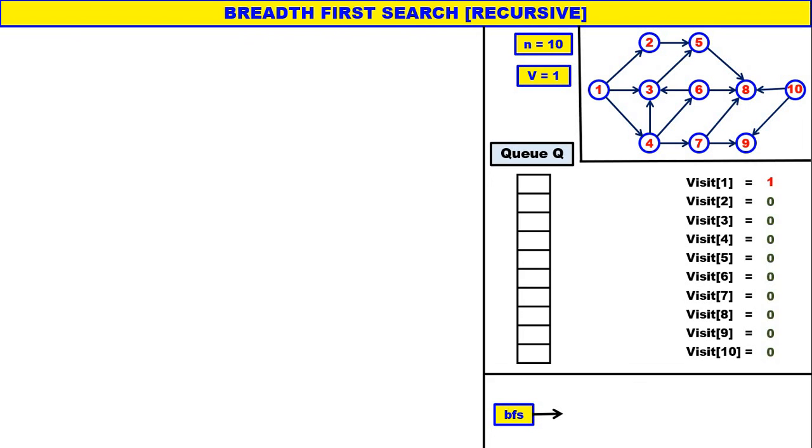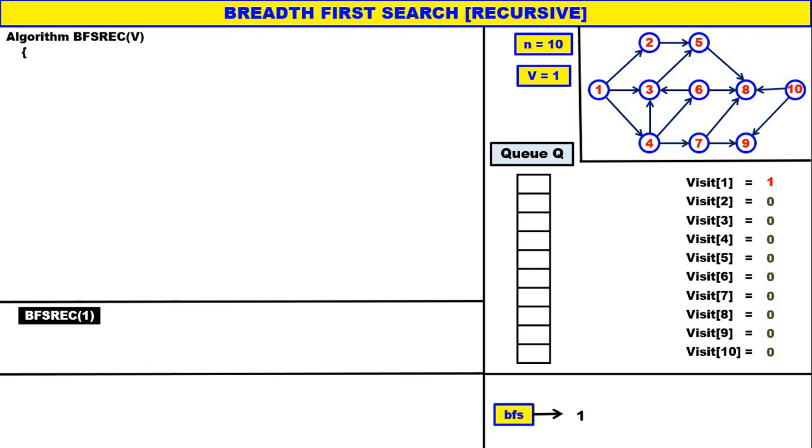Visit of the source vertex is initialized to 1, whereas visit for all the other vertices is 0, and the source vertex is also added to BFS. Now we call this function BFS recursive. This is recursive, therefore it is BFS recursive for the source vertex 1. What we do here is find out all the vertices that are adjacent to 1, which are not visited.